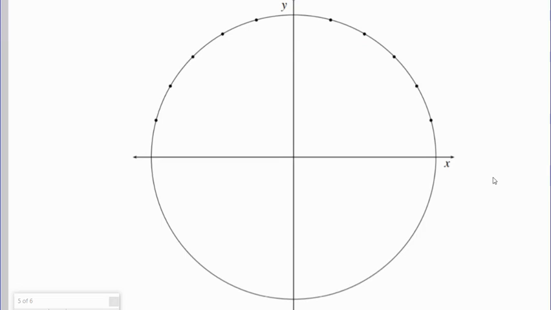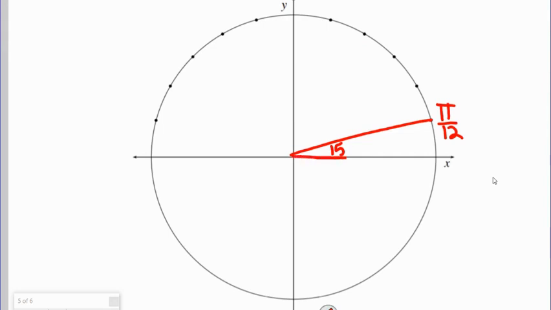So let's take a look at these pi over 12 increments. These are like the 15-degree ones, right? Okay, so pi over 12 is here. That corresponds with that 15-degree angle. All right, so that's not one of our special right triangle angles, right? So we're going to have to use our calculator to figure this out. So make sure your calculator's in radian mode.